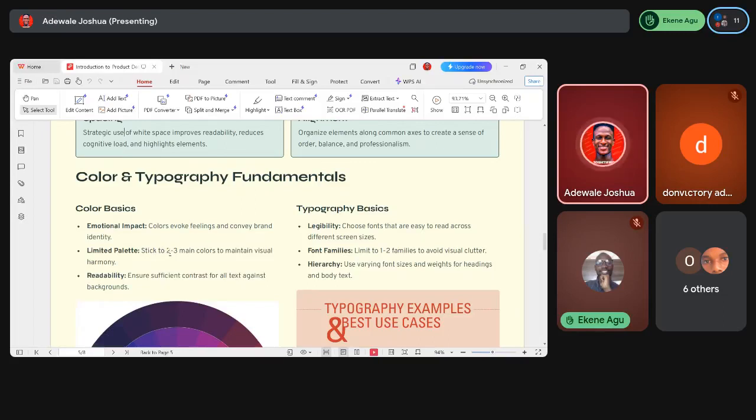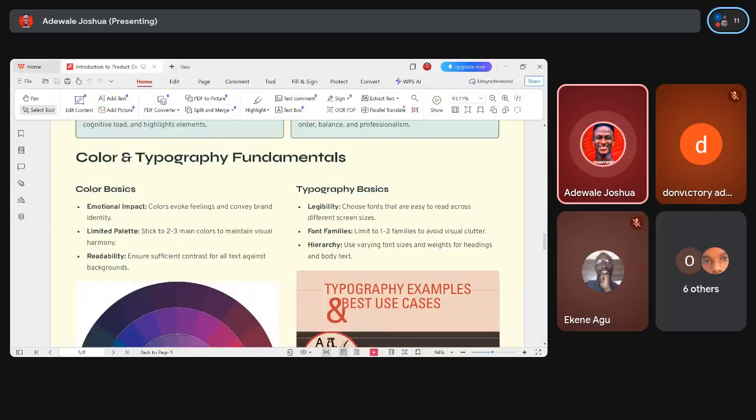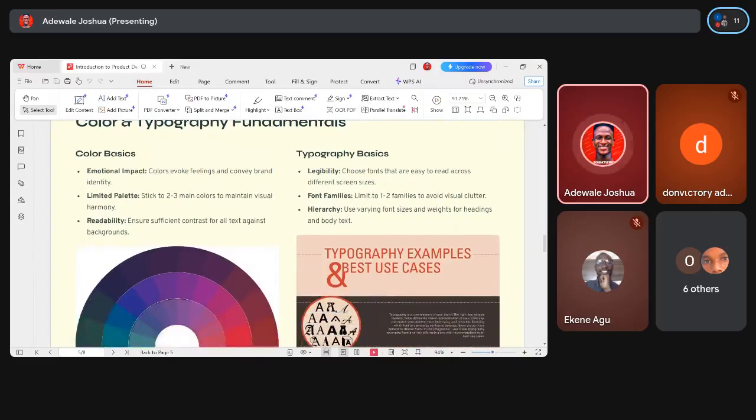I just want to be inclusive. I want to make everybody feel carried. Two, three colors are fine if they are meeting the sole purpose of your product. Then ensure sufficient contrast for whole text against background. Yes, there is something we call contrast, one of the design principles.